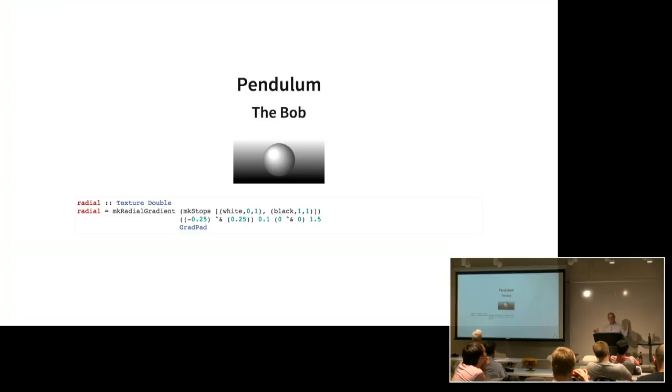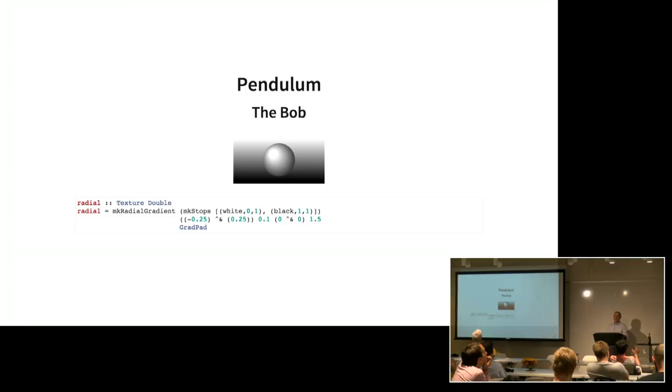Here I have the bob also sitting on a linear gradient backdrop. It's not implemented here, but that actually brings out the three-dimensional feel to it. I just included that to highlight the fact that, of course, we have linear gradients as well.